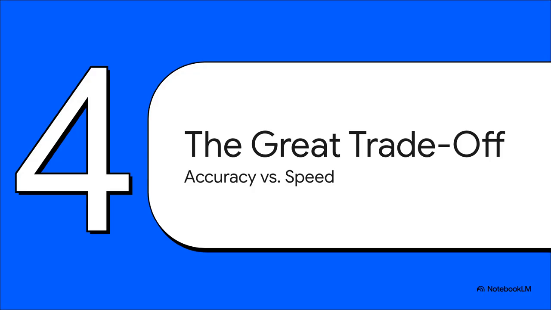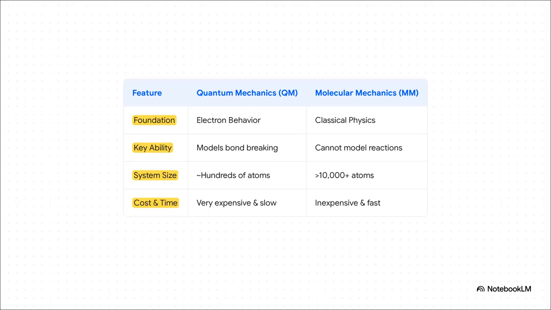And this brings us to the central dilemma, the great trade-off that every computational chemist faces every single day. You've got the fast, classical world of molecular mechanics on one hand, and the super accurate quantum world of QM on the other. You just can't have both at the same time. You always have to make a choice. And boy, are the differences stark. QM can actually model a chemical reaction, the real breaking and forming of bonds, because it understands electrons. Molecular mechanics just can't do that.